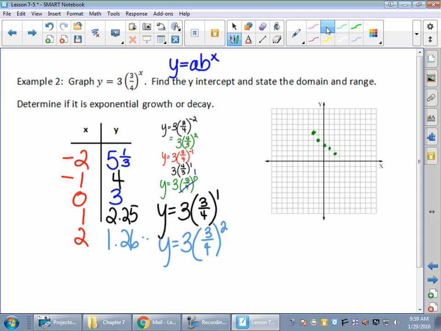We could put a +3 in there. We could put a -3 in there. We get a larger number. But your graph should look something like that.